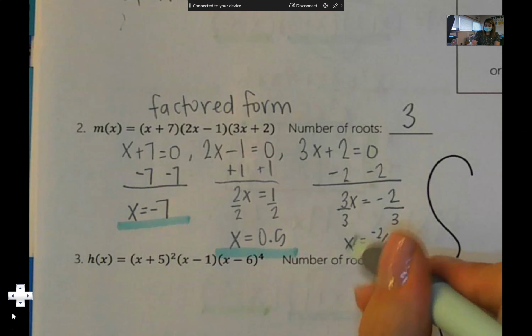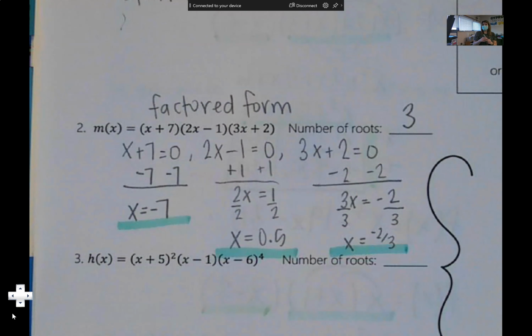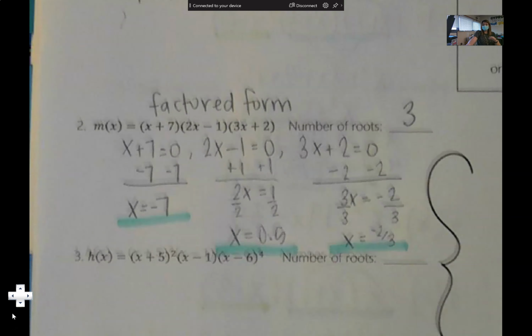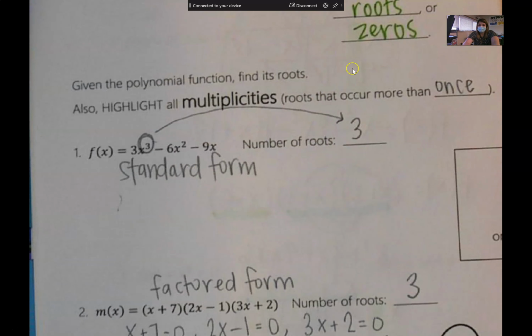So we knew before we solved these out that we were going to have 3 roots. And now we know the exact value of the roots. Well, let's double check this in Desmos.